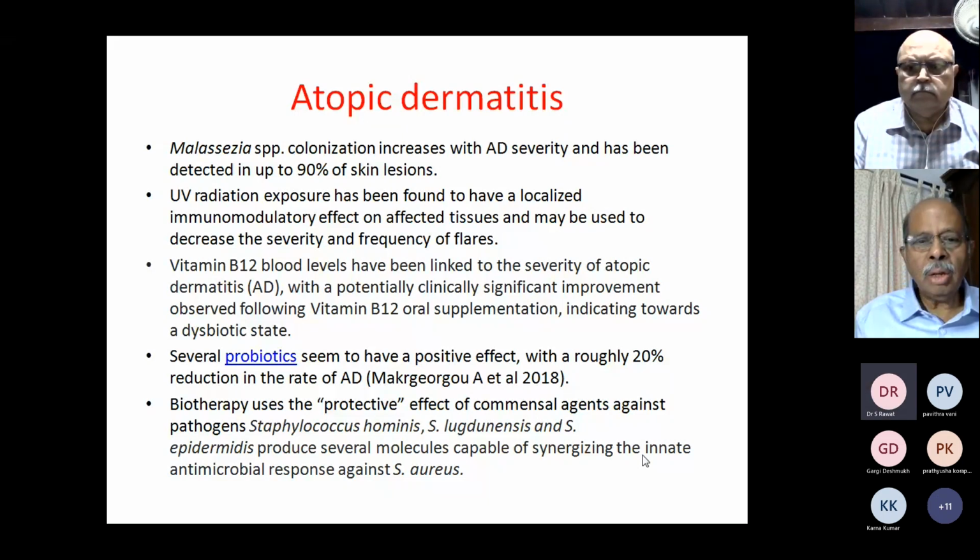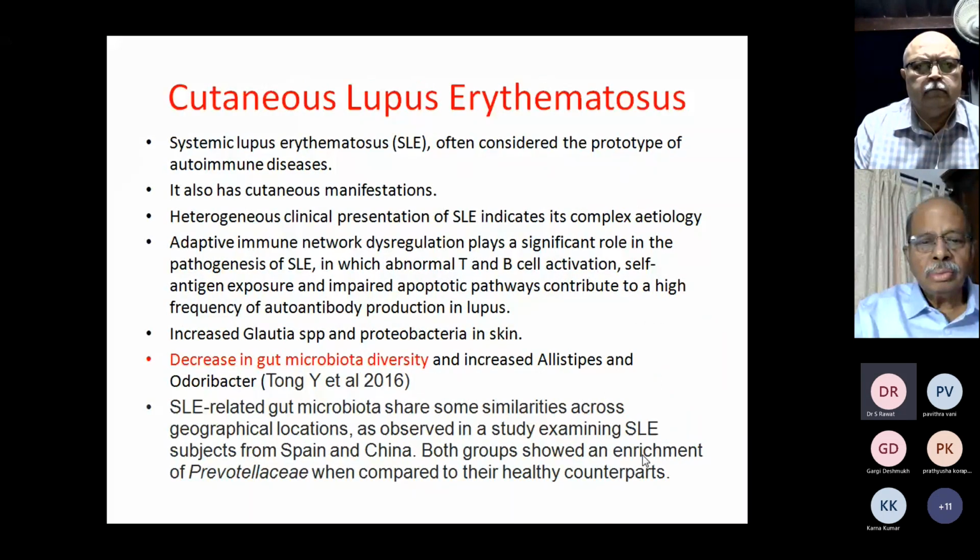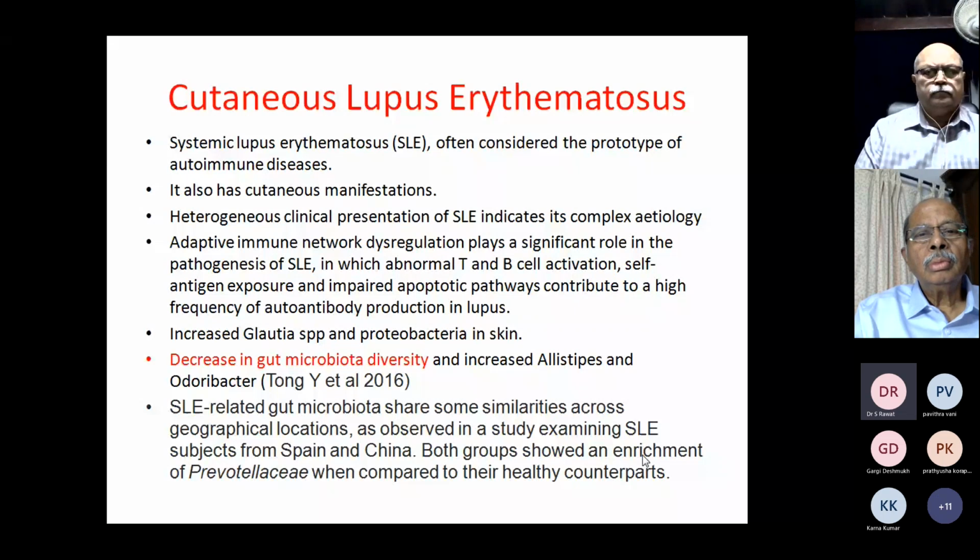And this concept is used in biotherapy, where the protective role of various commensal agents like Staphylococcus hominis, lugdunensis, and Staphylococcus epidermidis is utilized. They produce several molecules in that vicinity which are capable of synergizing the innate antimicrobial response, and they actually inhibit the growth of Staph aureus, and they help in improvement in the disease. Coming to another disease, I'll proceed through all diseases in short, and finally we will discuss the treatment.